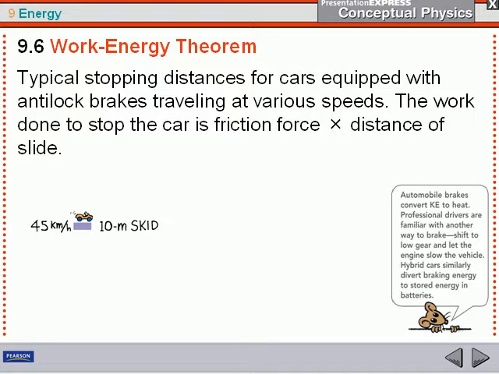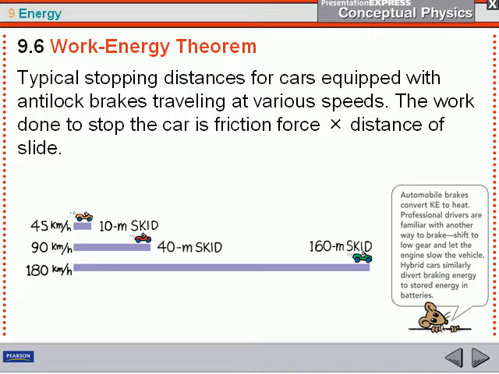That's pretty far. Now let's double that speed up to 90 kilometers per hour, which is roughly 55 miles per hour, and suddenly you have a 40 meter skid, which is almost half a football field. And if you double that again to 180 kilometers per hour, which is 110 miles per hour, you're going to have nearly a 160 meter skid. A quarter of a mile is 400 meters. So that's a very large distance to skid.